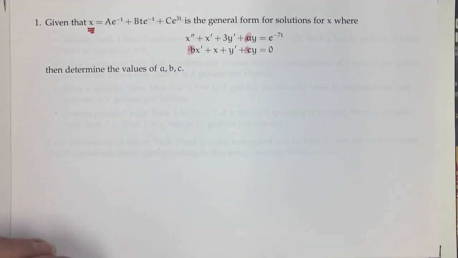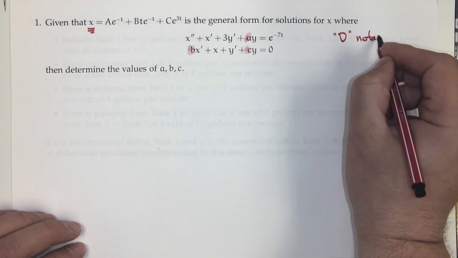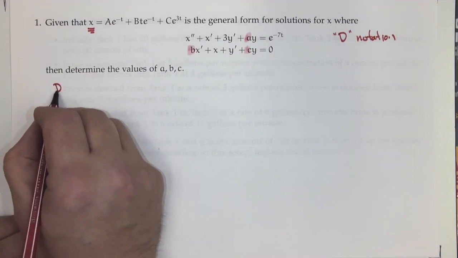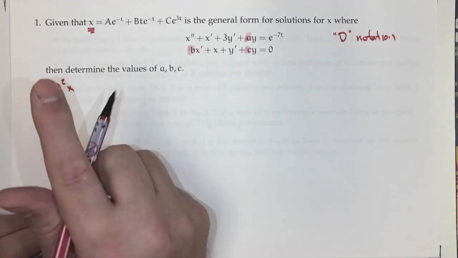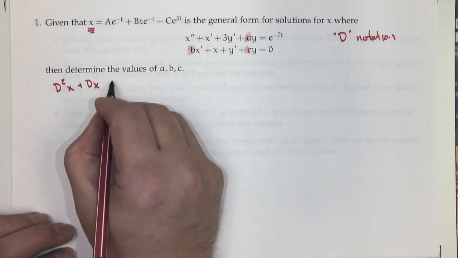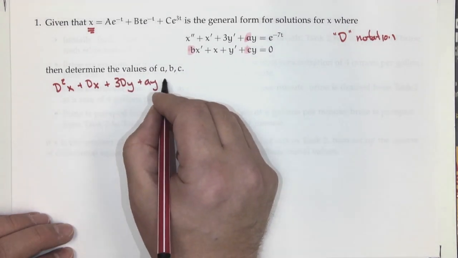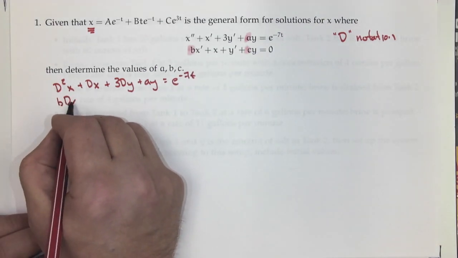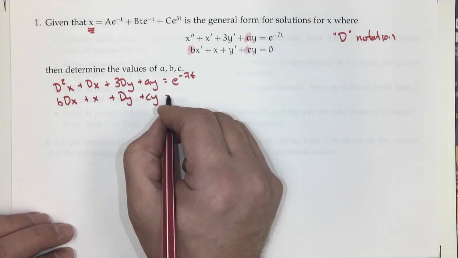The way we do this is we use our D notation. D notation, remember, is just a shorthand of saying take a derivative. So we'd rewrite these equations as D squared x, because x double prime means two derivatives of x, so D squared x plus Dx plus 3Dy plus ay is equal to e to the minus 7t. And then the second equation, b times Dx plus x plus Dy plus cy equals 0.